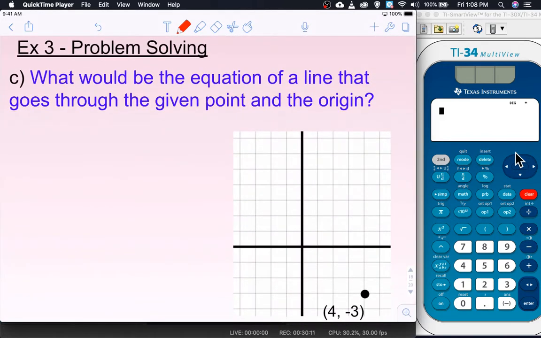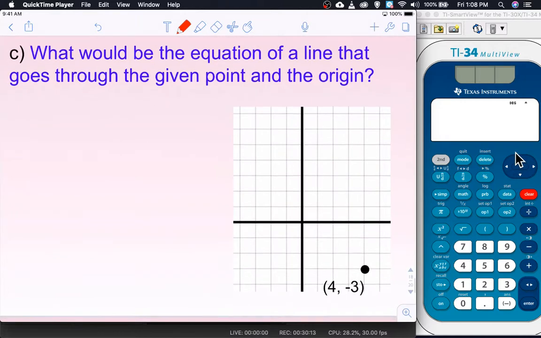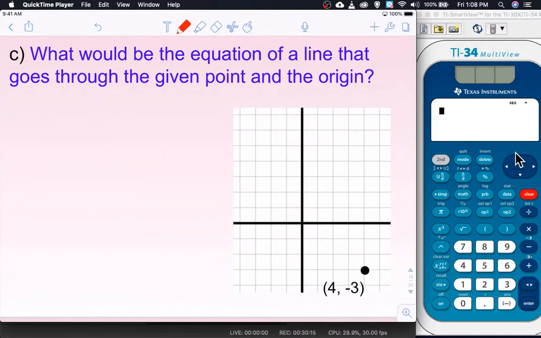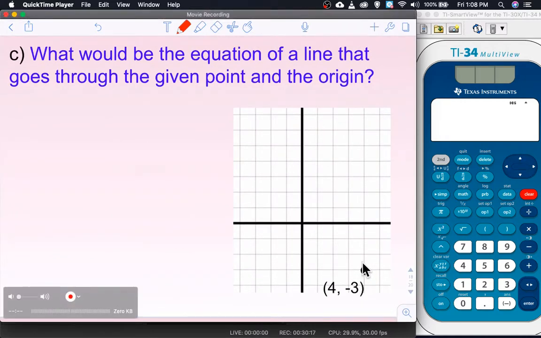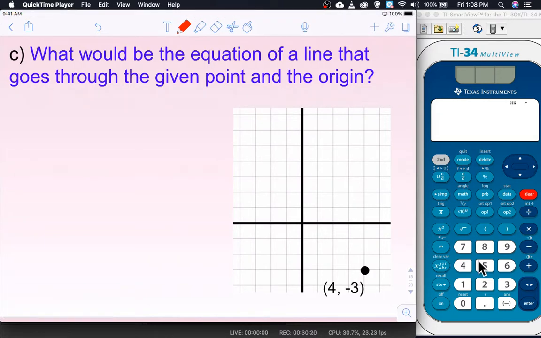Number 3, here's one for you. What would be the equation of the line that goes through this given point and the origin? I want you to write that equation. So go ahead and pause the video, try this one on your own, and when you're ready to continue, hit play, and we'll go through it together.